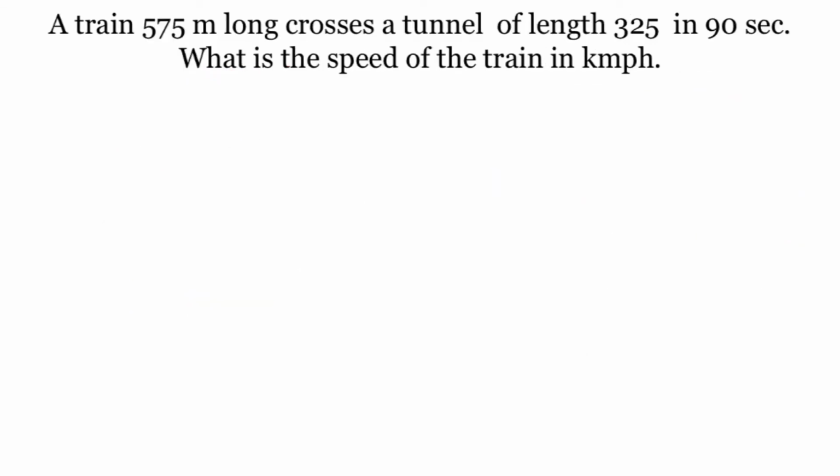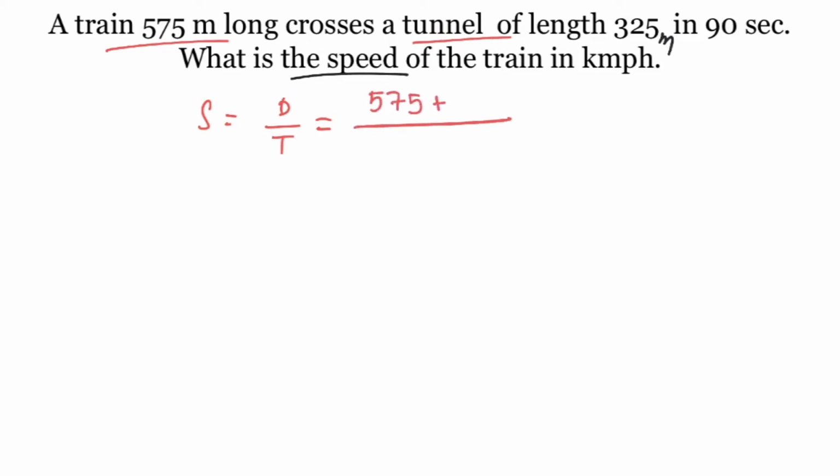A train 575 meters long crosses a tunnel of length 325 meters in 90 seconds. What is the speed of the train in kmph? Speed is required. We know speed is distance by time. Here the train is crossing a tunnel. So total distance covered is length of train plus length of tunnel, 575 plus 325, divided by time taken, 90 seconds. 575 plus 325 is 900, divided by 90, 10 meters per second.